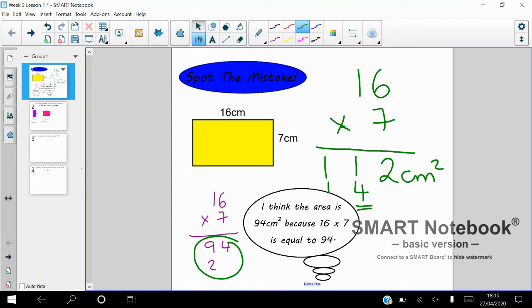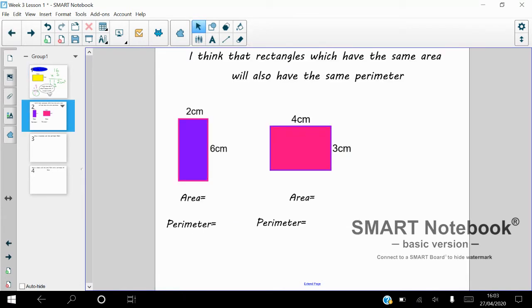So let's have a think about the kind of questions you're going to be asked today. So here I have a statement. I think that rectangles which have the same area will also have the same perimeter. Now I've given you 2 rectangles here which have got the same area. I want you to see if you can work out if they have the same perimeter or not, so that you can prove that this person is right or this person is wrong. So pause the video, do some working out, see whether you agree or disagree.